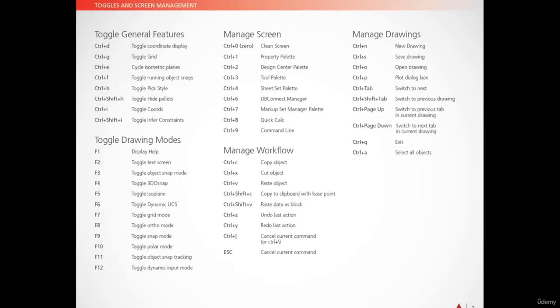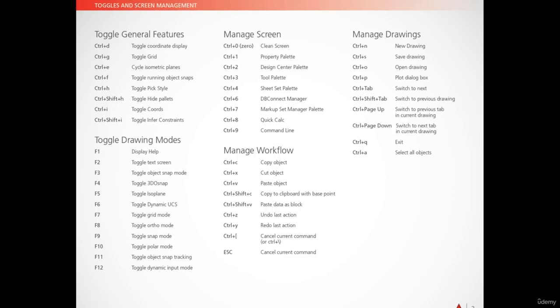Next we have some toggle general features like Ctrl D to toggle coordinate display, Ctrl G to toggle grid, Ctrl E for cycle isometric planes. Then to toggle drawing modes, we can use F1 for display help, F2 to toggle text screen, F3 to toggle object snap mode, and so on. For management screen, we have some control keys like Control 0 to clean screen, Control 1 for property palette, Control 2 for design center palette, and so on.